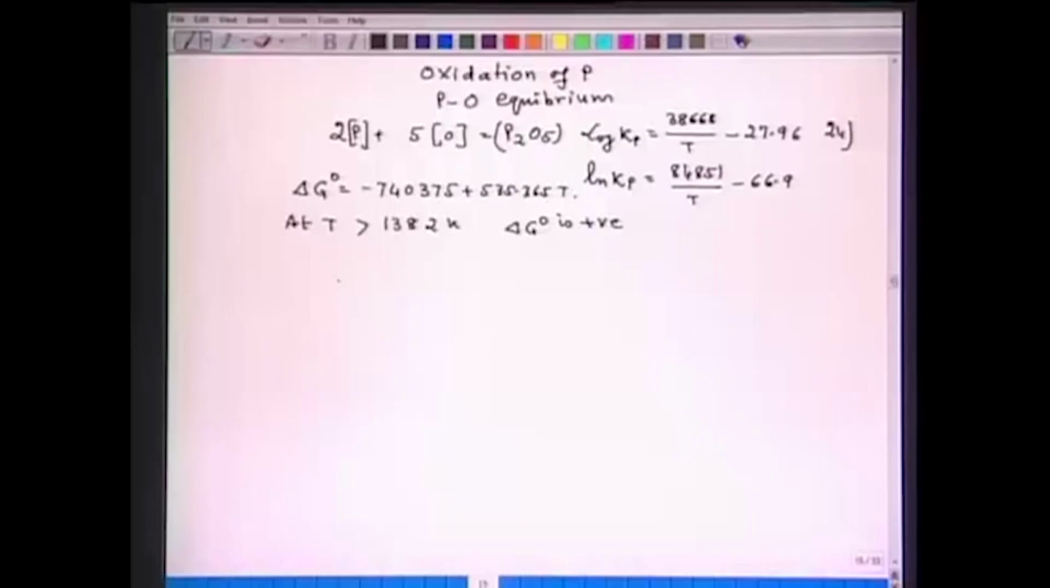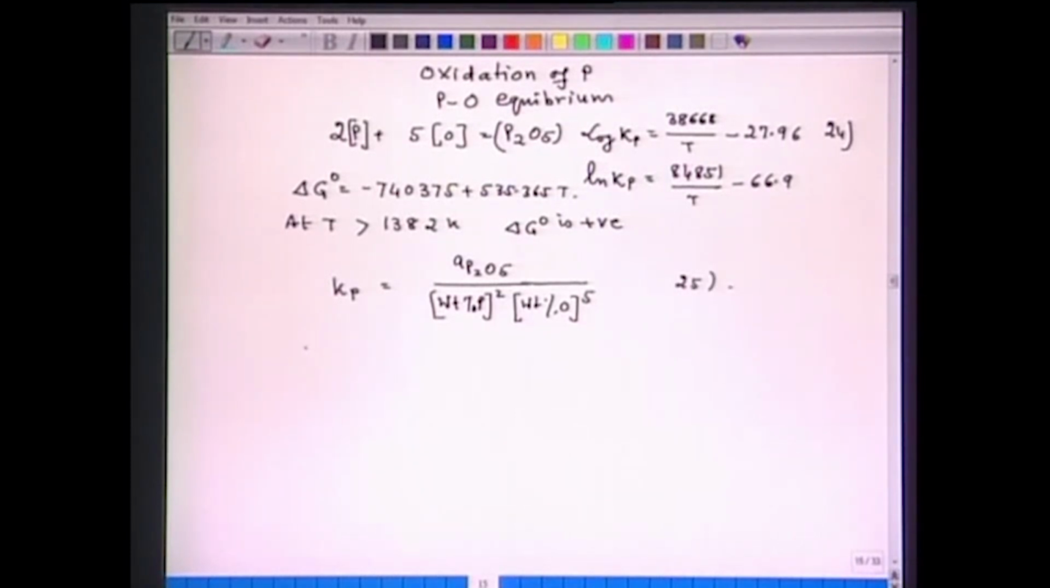So, if I write down the value of Kp, Kp will be equal to activity of P2O5 upon weight percent P squared, weight percent O to the power 5. Let me put this reaction as 25.